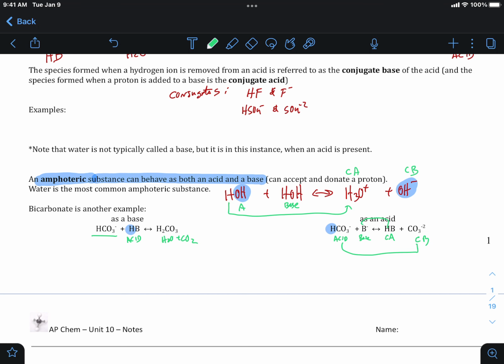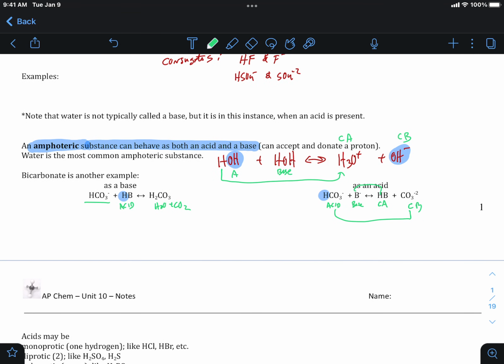Okay, here's another example. Take a look at this formula.